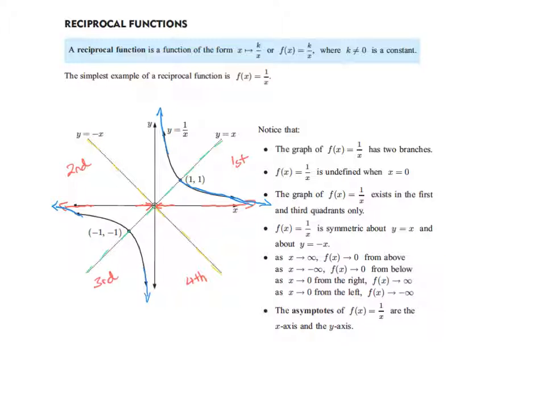And the asymptotes of f(x) equals 1 on x are the x-axis and the y-axis. It's the y-axis because that's when x equals 0, so the denominator is 0 and the whole function is undefined. And it's also the x-axis because the function approaches 0 as x approaches negative and positive infinity. But we never quite hit the x-axis, we never quite hit 0, which is why it's an asymptote.